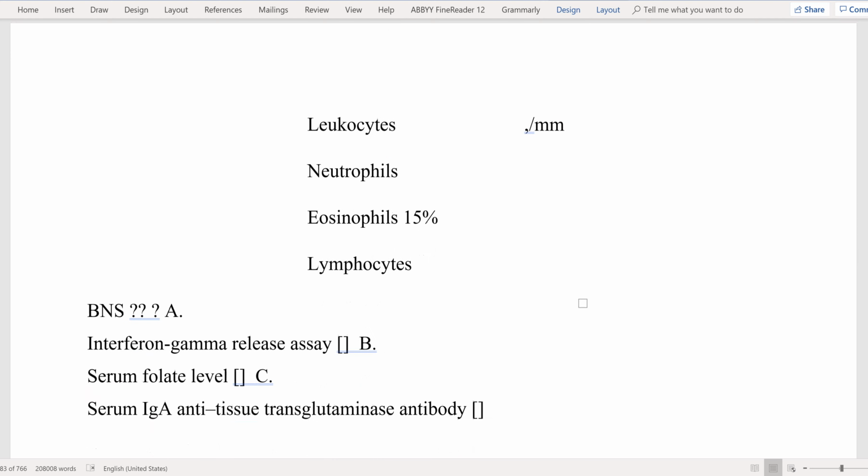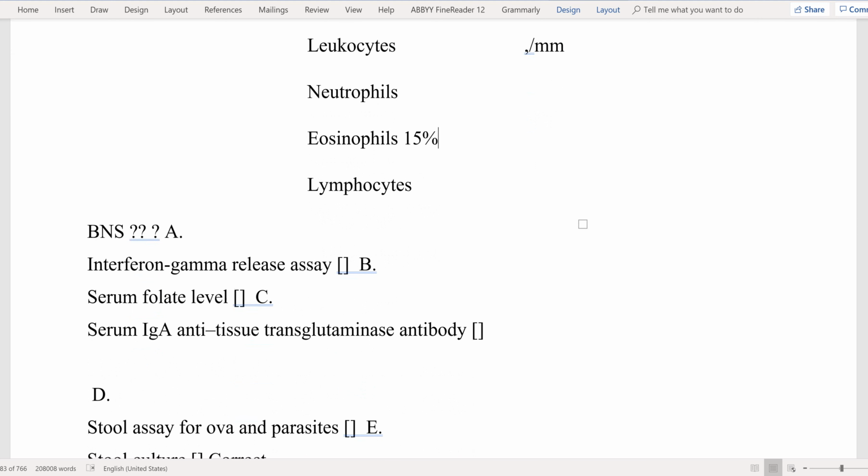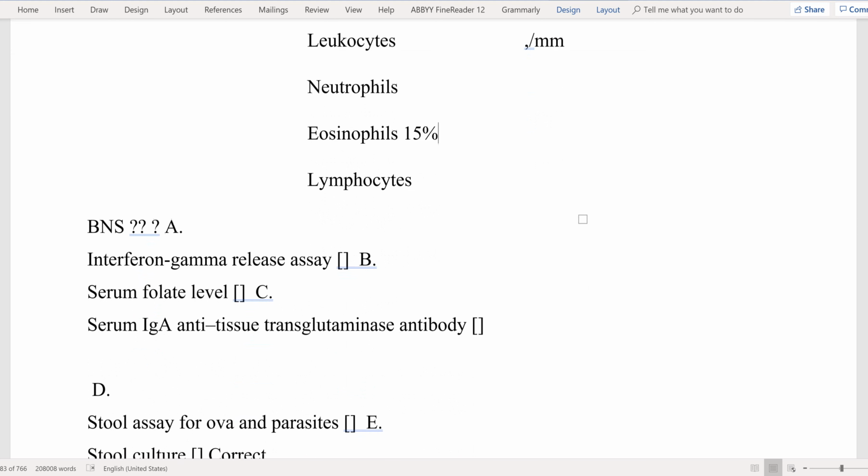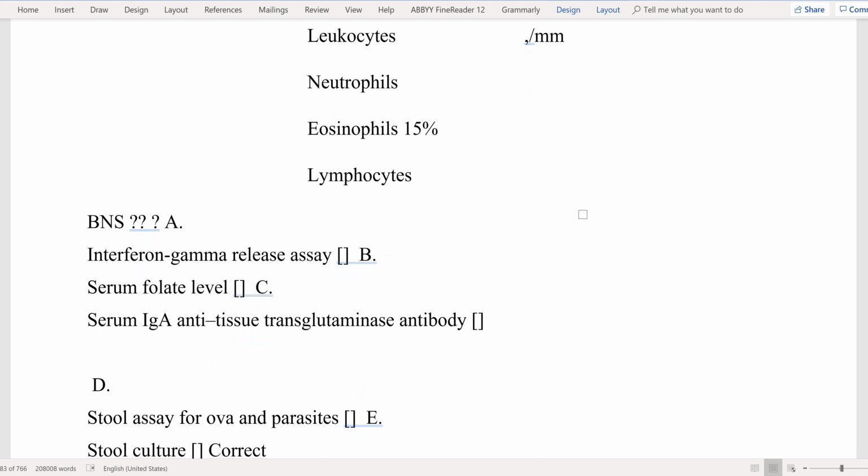Yeah, so now look up. The question is so easy. Look at the answer choices that they gave you. So pick stool test for ova and parasites. Yeah, right? So you see, it's very, very easy. It just gave you all the clues. So why not the other ones? You want to comment on the others?